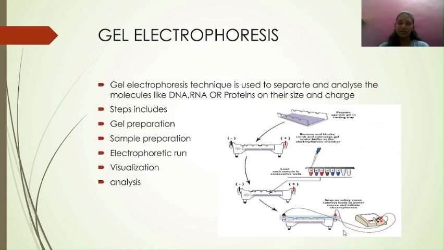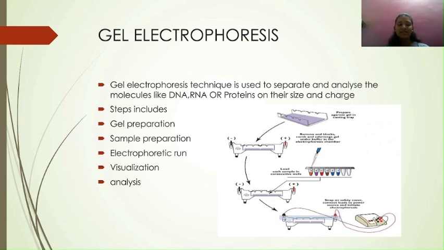The last method to study nucleic acid is gel electrophoresis. This method is used to separate and analyze molecules like DNA, RNA or proteins on the basis of their size and charge. This method includes gel preparation, that is, a gel is prepared with a specific concentration of agarose and a comb is used to create wells where the sample is loaded. Then the second step is sample preparation. Molecules to be separated are mixed with loading dye. Then the electrophoretic run. The gel is placed in the gel box filled with buffer and an electric field is applied.